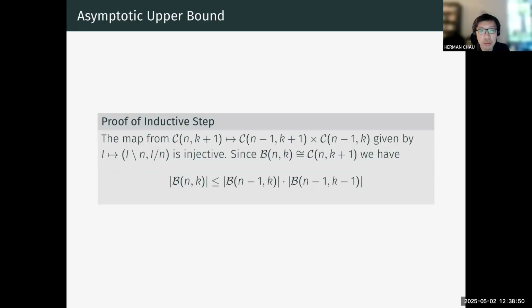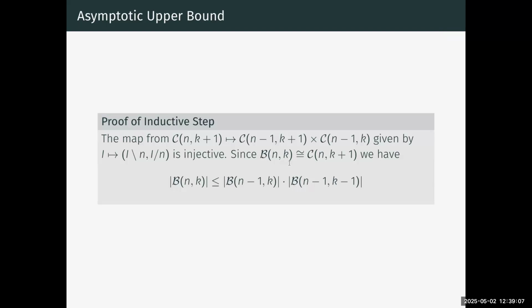Cool. So for the inductive step, we're going to be using that map where we send I to I delete n and I contract n. And in particular, we're using the fact that this map is injective. And we also saw earlier that the C(n,k)s and B(n,k)s are isomorphic.